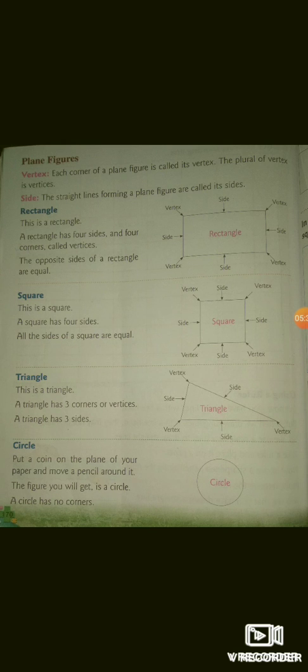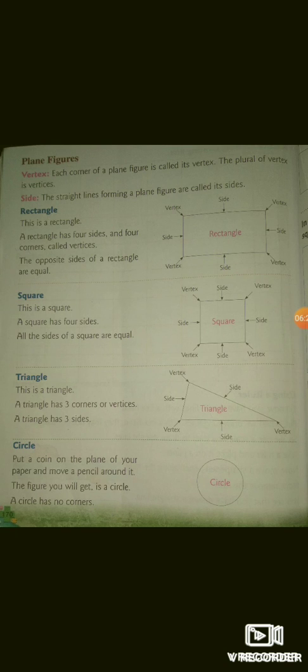After knowing about point and line, we can understand more about our plane figures. We have to learn about rectangle, square, triangle and circle. But before starting about the plane figures, I want to tell about two words, vertex and side. You have to know about these words.